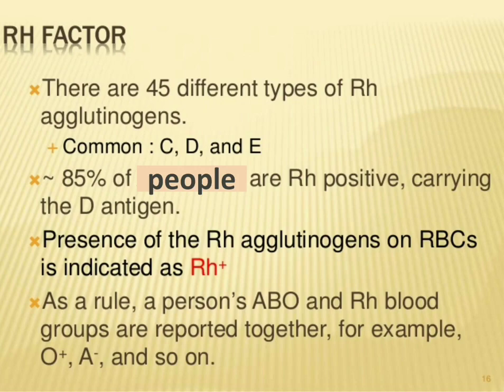Now, Rh factors. There are 45 different types of Rh agglutinogen, but the common ones are C, D and E. But we mostly take into consideration Rh factor D. 85% of the people have D antigen and they are Rh positive. As a rule, a person's ABO and Rh blood group are reported together. For example, we write O plus or O positive and A negative.